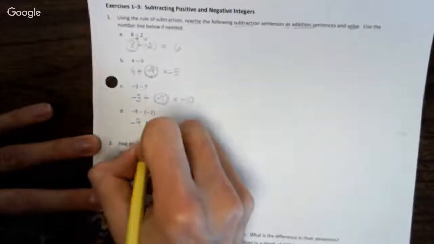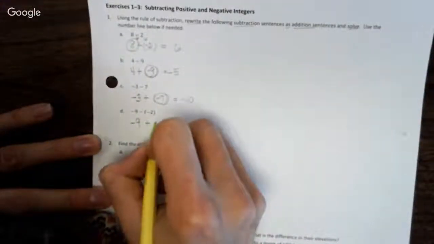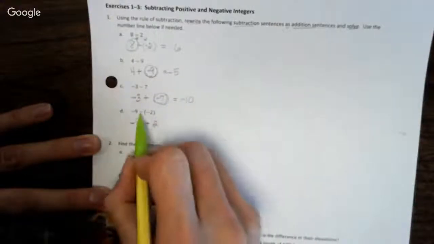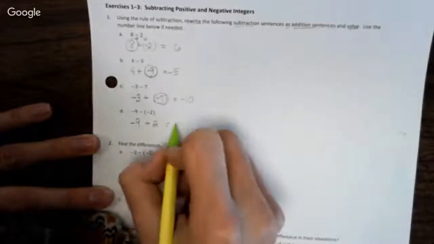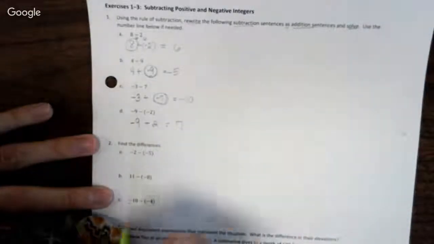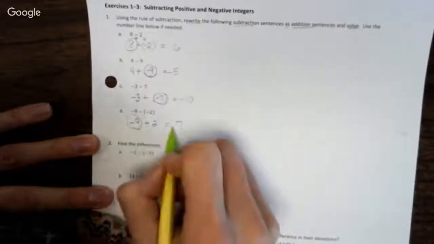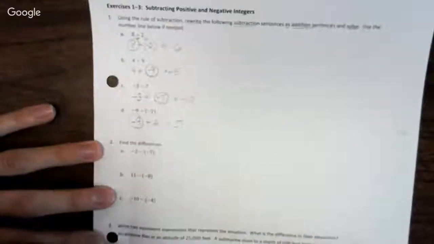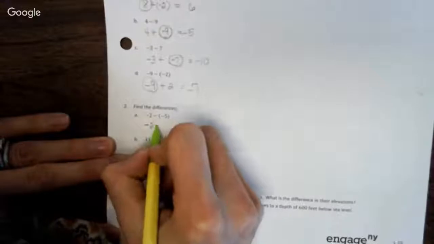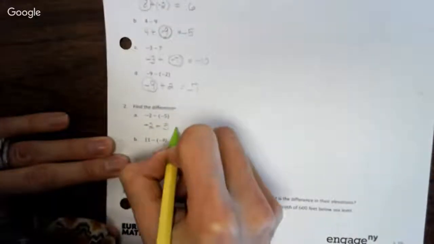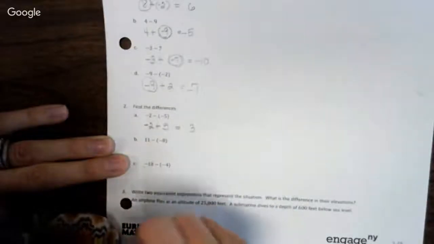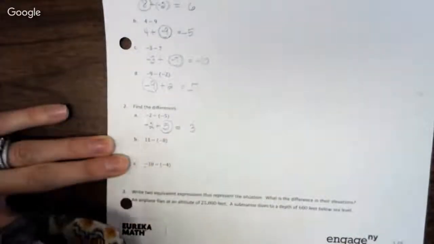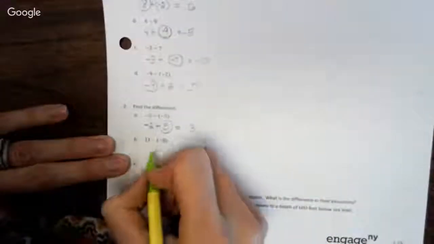D is negative 9 plus positive 2, leave, change, change. These are opposite signs, so we subtract. 9 minus 2 is 7. 9 is bigger, and it's negative. All right, number 2, it's asking you to do the same thing. So negative 2 plus 5. Opposite signs mean you subtract. 5 minus 2 is 3. 5 is bigger, and it is positive.